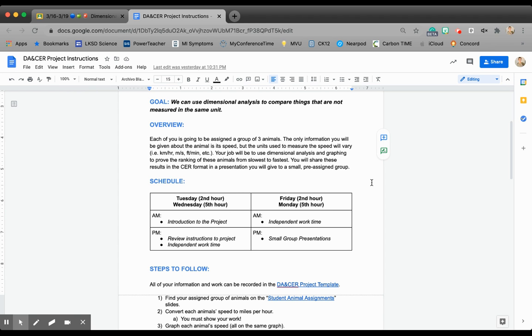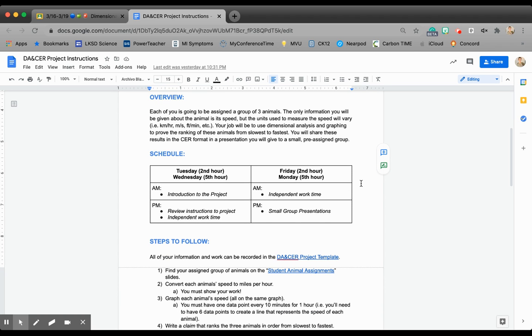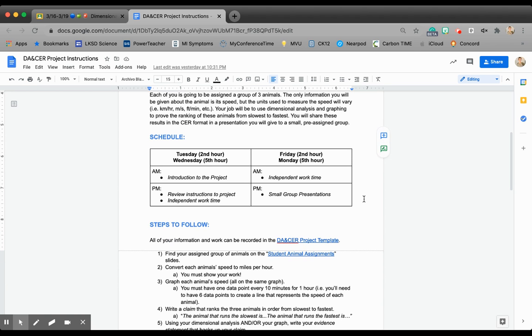So your job is going to be to use dimensional analysis and graphing to prove the ranking of those animals based on their speed. You're officially going to share those results in a CER format in a presentation to a small group that's going to happen on Friday.